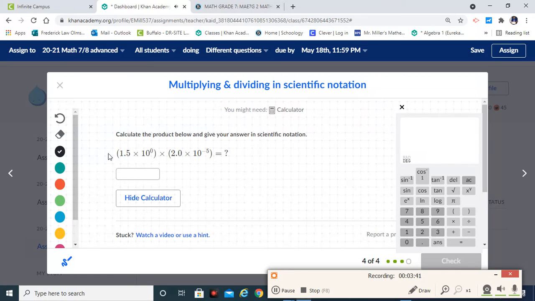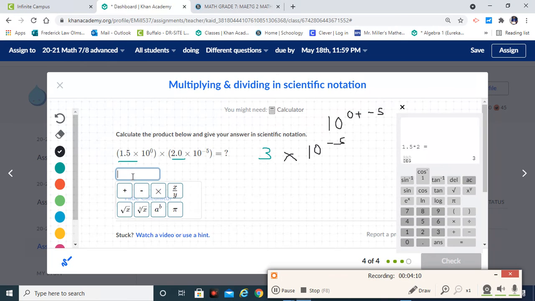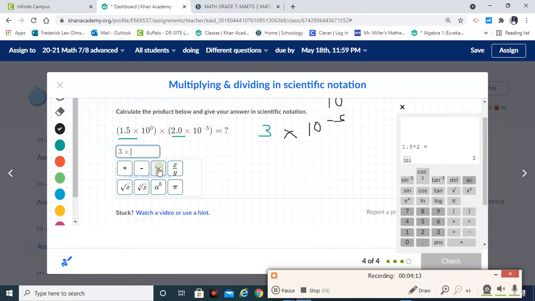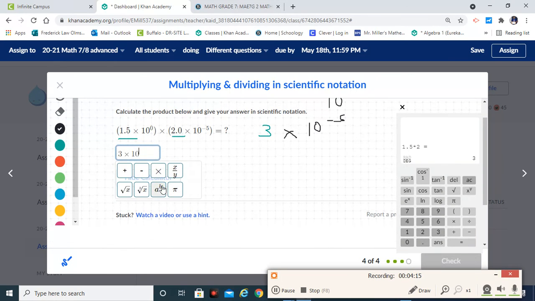All right, for this one, same thing as we did earlier. We have to multiply these two numbers. So 1.5 times 2 gives us 3. Again, when you are multiplying, you add. So 10 to the 0 plus then the exponent, which was a negative 5. So that would mean that this is going to be times 10, 0 plus negative 5 is still negative 5. So your answer is 3 times 10 to the negative 5th.